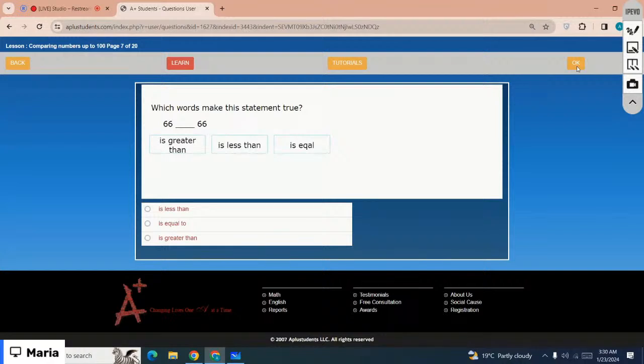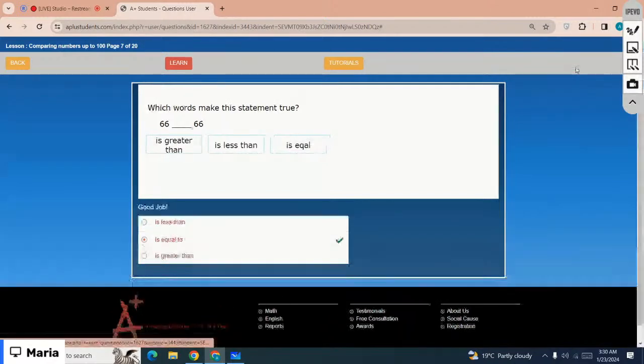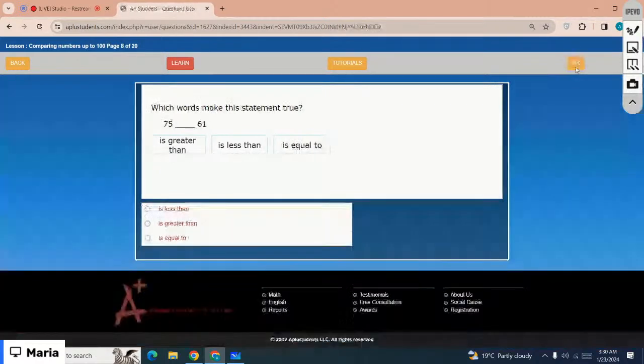The next one is 66 and 66, which is the correct option? Yes, 66 is equal to 66. They are exactly equal. The next one is, which words make the statement true? 75 and 61.